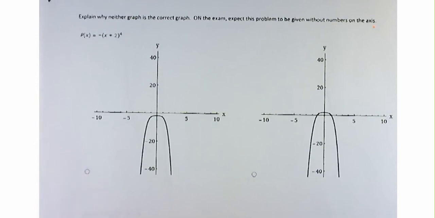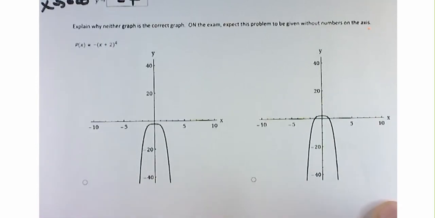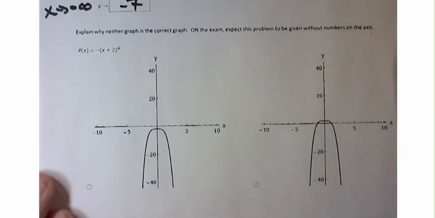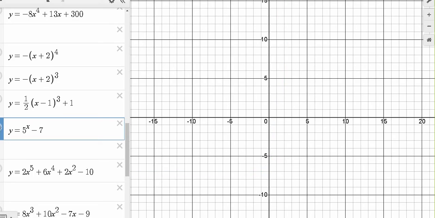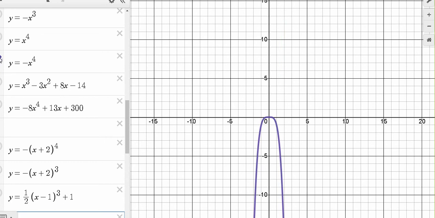Now, let's play around with some graphs. And these are going back to our shifting a little bit. The graph of -x⁴, I had that up just a second ago. Let me put that back up here. That's this one. But that's not what we have in this particular problem.